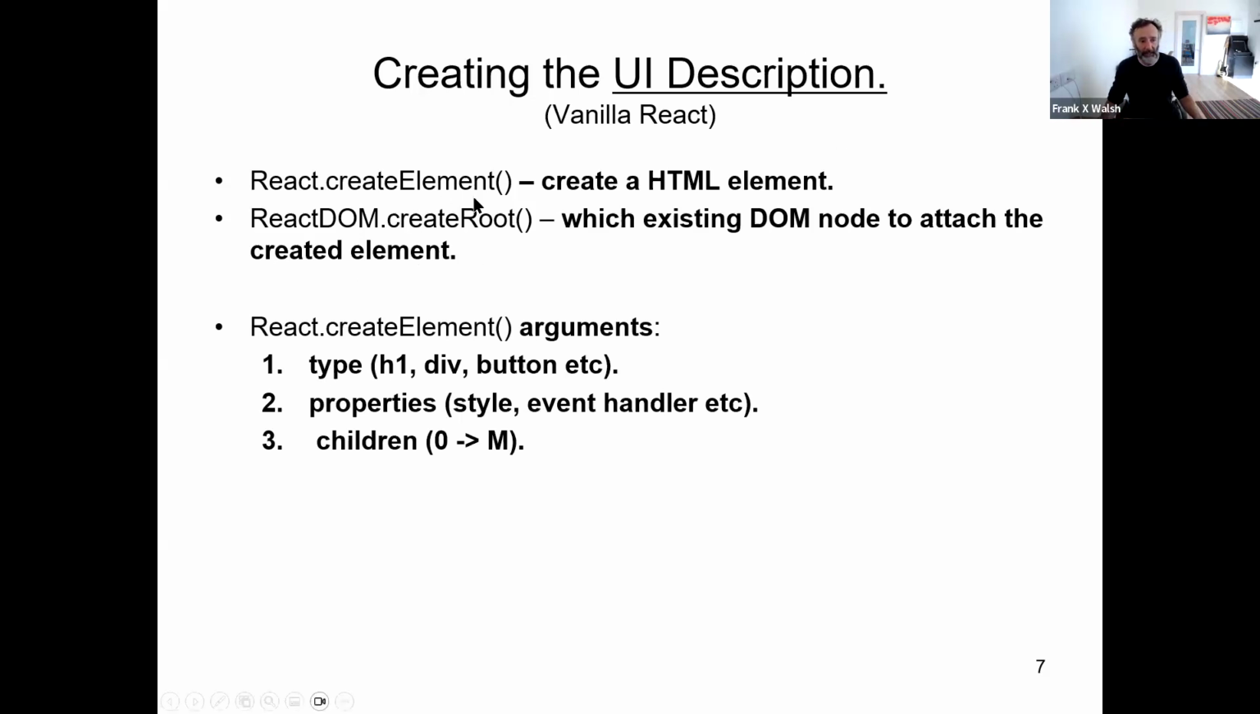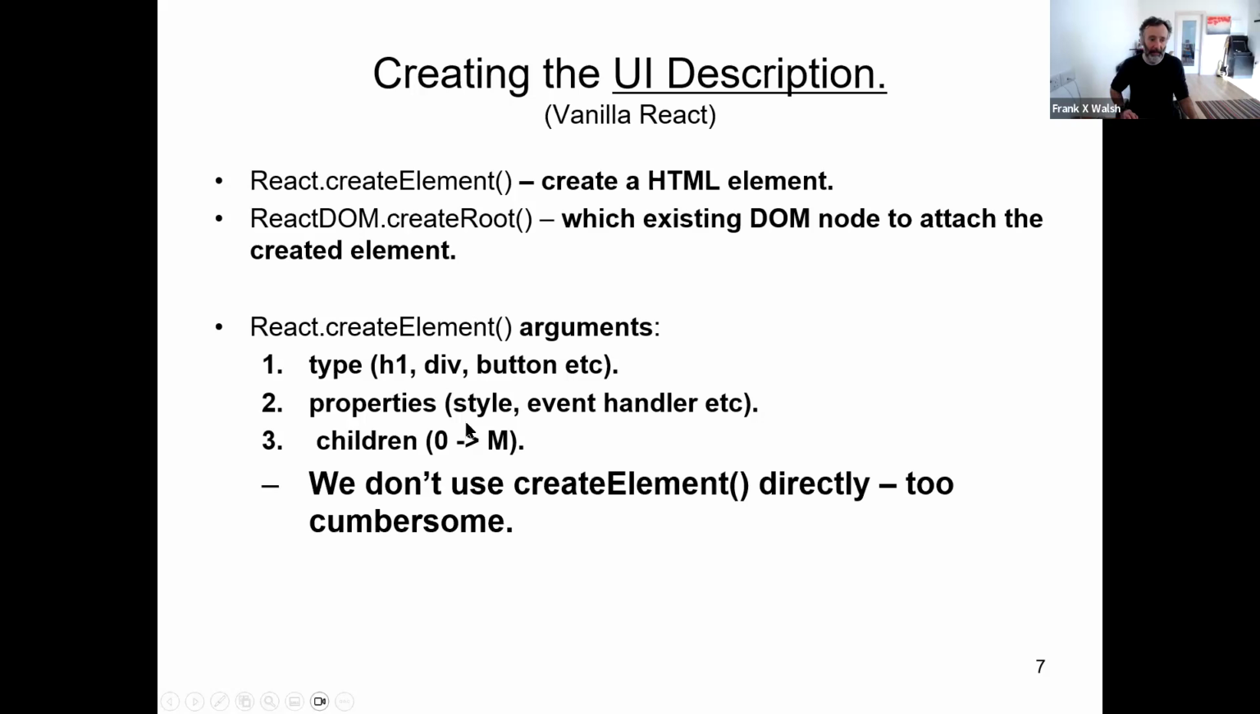So when we use createElement, there are different arguments we can use in this function. We specify what type of element we want to create. Is it a div? Is it a button? Is it a header? Things like that, right? Also the properties, things like style, any event handlers that we might want to have with this element. And also we can specify children. We can specify no children at all, or many different child elements in the element that we are creating, okay?